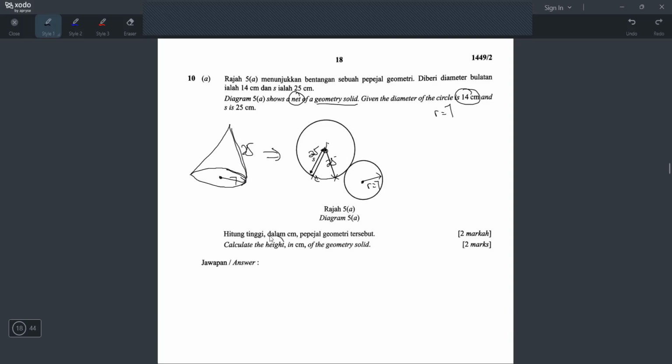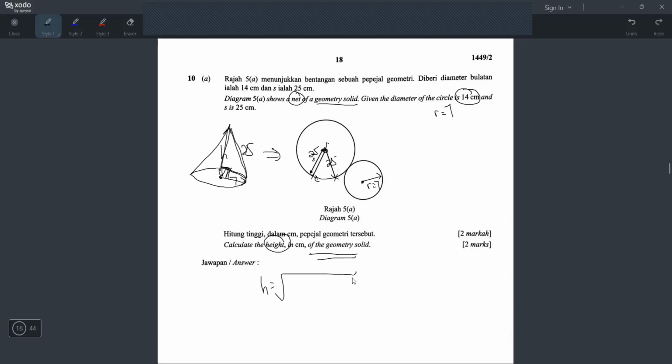So now what you want to find is the height of the geometry solid. So it's very clear to me what they are asking for, this height. Okay, the 90-degree height, which is the vertical height. So how can I find the vertical height? Well, we can use Pythagoras theorem. So the height, I'll just call it H. And since I have the 7 and 25 and it's a 90-degree here, definitely we can use Pythagoras theorem.